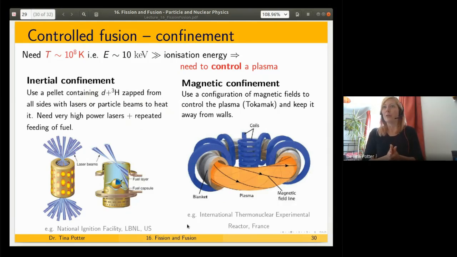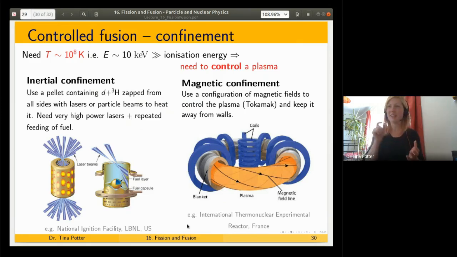So how do we do controlled fusion? How do we control a plasma? Really, there's two ways. There's inertial confinement and magnetic field confinement. You may be less familiar with inertial confinement, but basically we can use very high energy laser beams to zap a pellet of fuel and confine it to a single space. And that will heat it up as well, and that will keep it still.